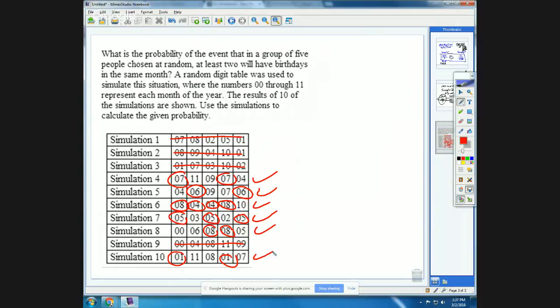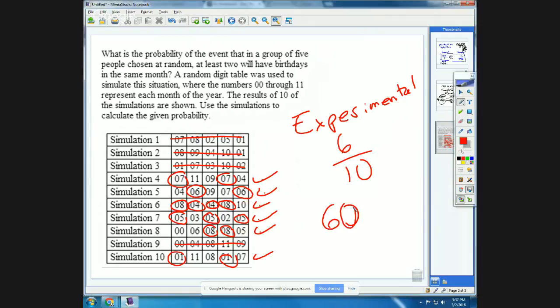Okay. So I have 10 rows, right? 1, 2, 3, 4, 5, 6 of them had matching birth months. And so what I could say, based on my experimental probability, is 6 favorable outcomes out of 10 total tries. So I would say, based on my experiment, the chance that at least 2 people have the same birth month is about 60% in a group of 5 people.